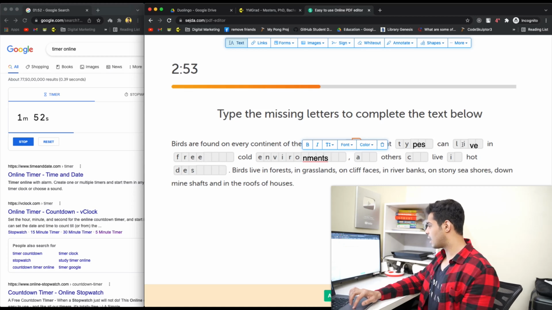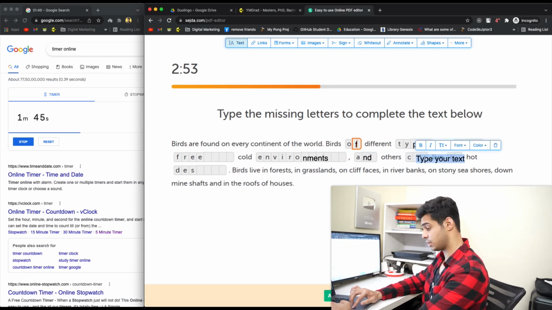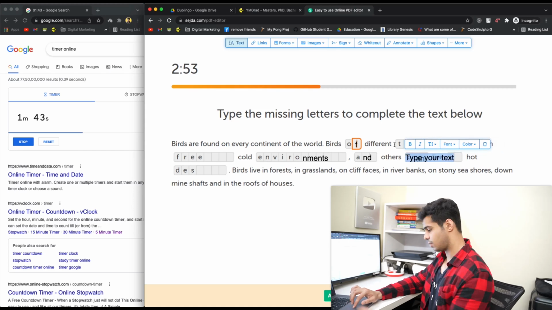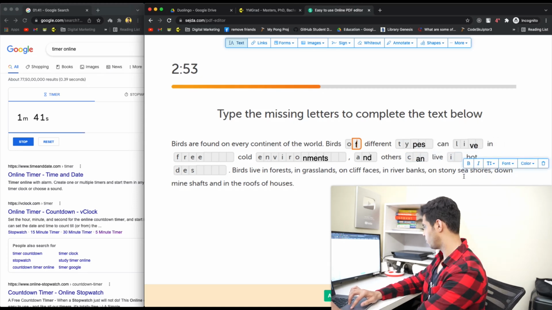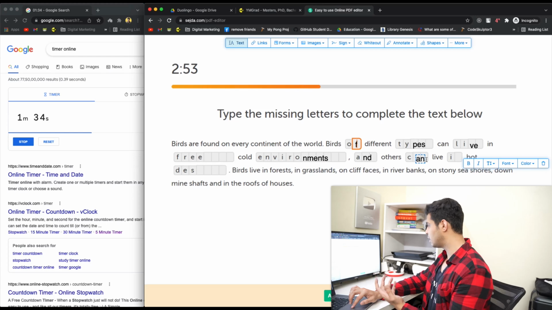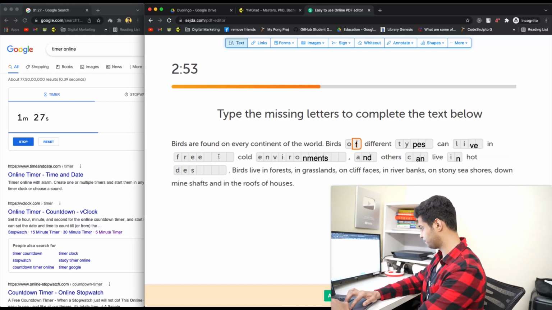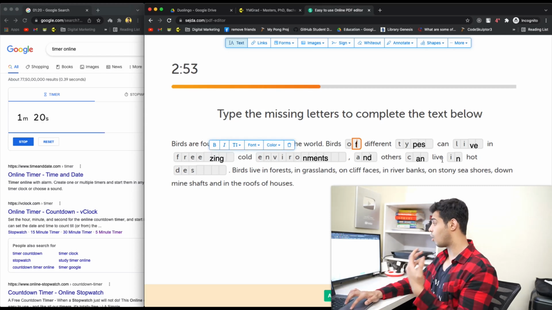Okay, can live in free, cold environments, and others can live, of course this is "can" because we already talked about this, right? They already mentioned this "can" over here. So they can live in free, cold environments, and others can live in hot. So they're basically talking about something super cold, so freezing cold environments over here. Let me just write that, sorry about that. Freezing cold environments, and others can live in hot.